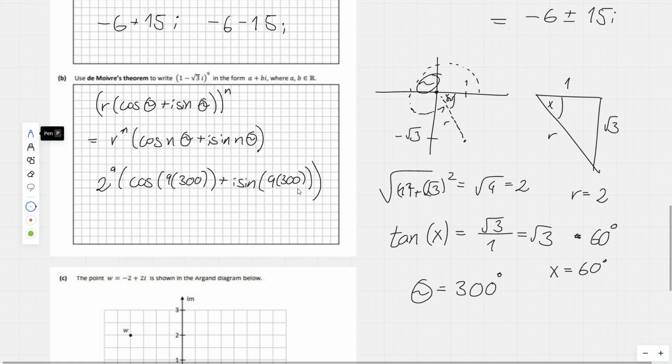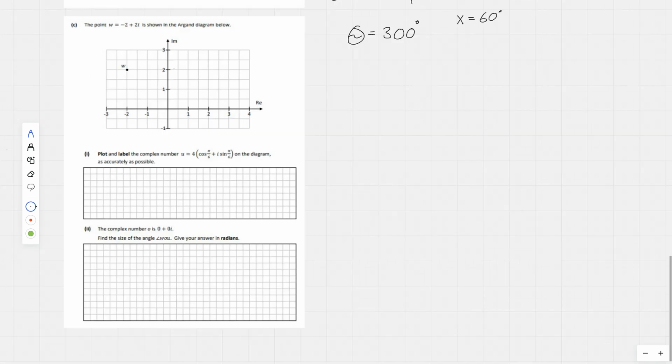First I'm going to do 2 to the power of 9 by cos of 9 by 300. And that will give me an answer of minus 512. Minus 512 plus, and then I'm going to do the same thing. Just go up on your calculator, scroll across, change that to a sine, and that will actually give us a 0. So it's minus 512 plus 0i, which is just minus 512. And then a in this case will be, again, minus 512, b will be 0.